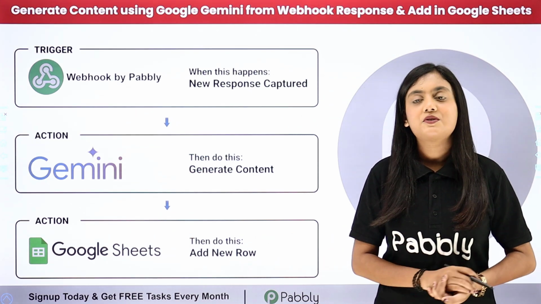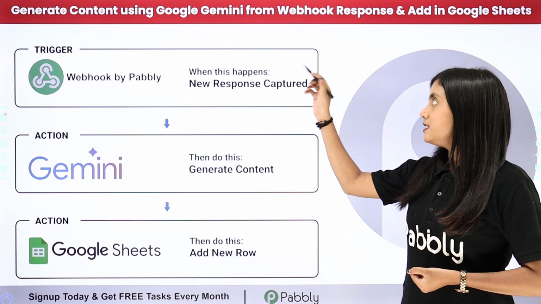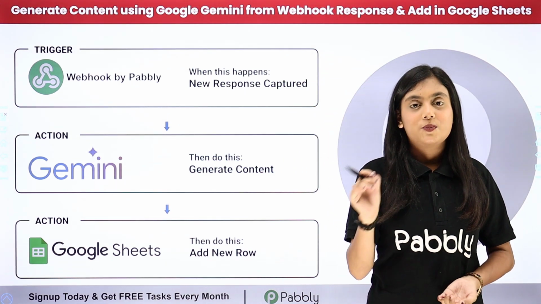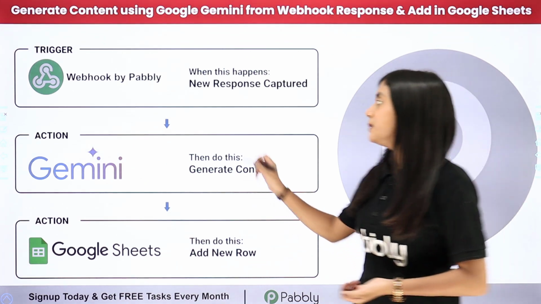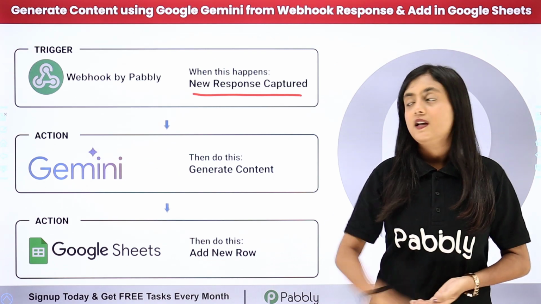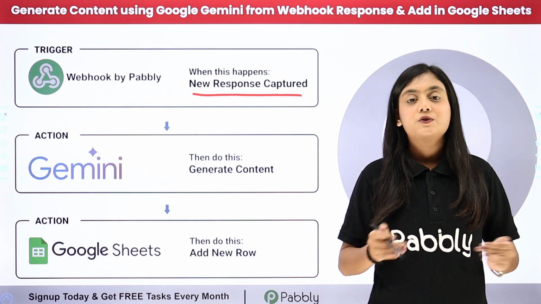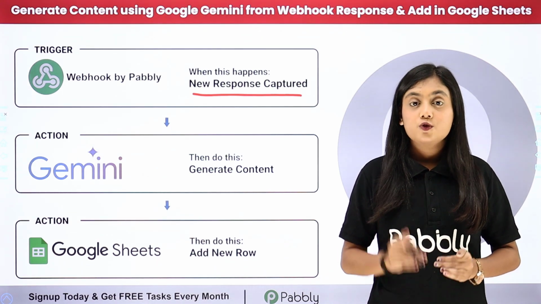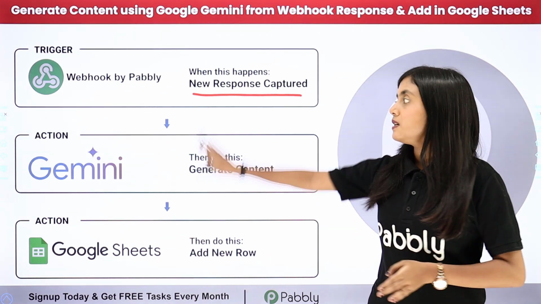In this video, we're going to learn how to generate content using Google Gemini from Webhook response and add in Google Sheets. So my objective is that whenever a new Webhook response is going to be captured, and how the response is going to be captured with the help of Webhook by Pabbly. So suppose you're using an application which is not natively integrated with Pabbly Connect, and to create the integration, we are going to be using Webhook by Pabbly.